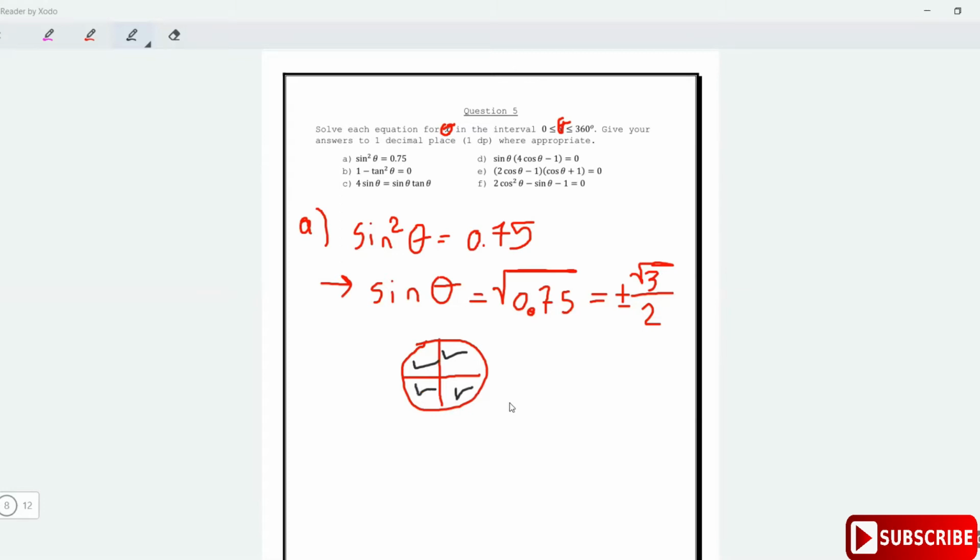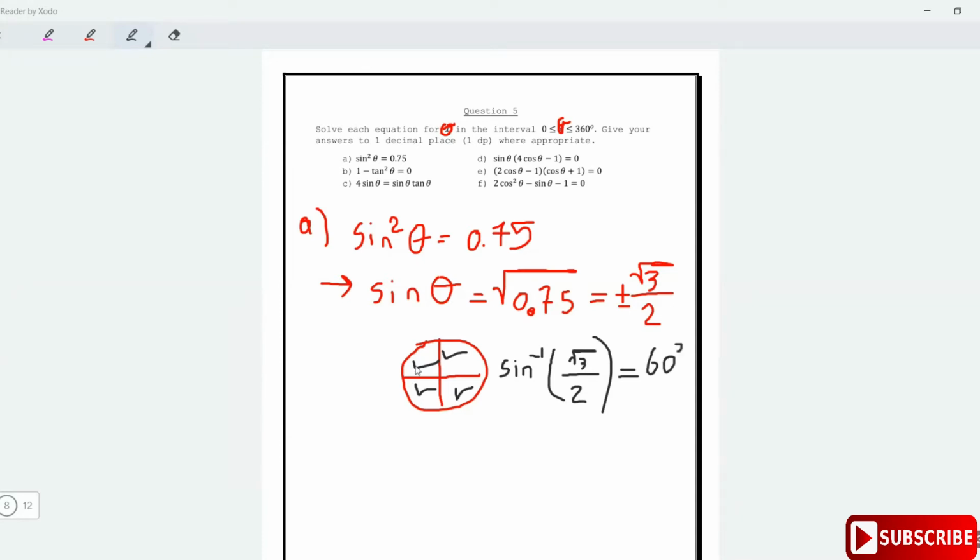All right? So first thing I need to do is find sine inverse of root 3 over 2. When we work out sine inverse of root 3 over 2, you get 60 degrees. So we get 60 degrees.